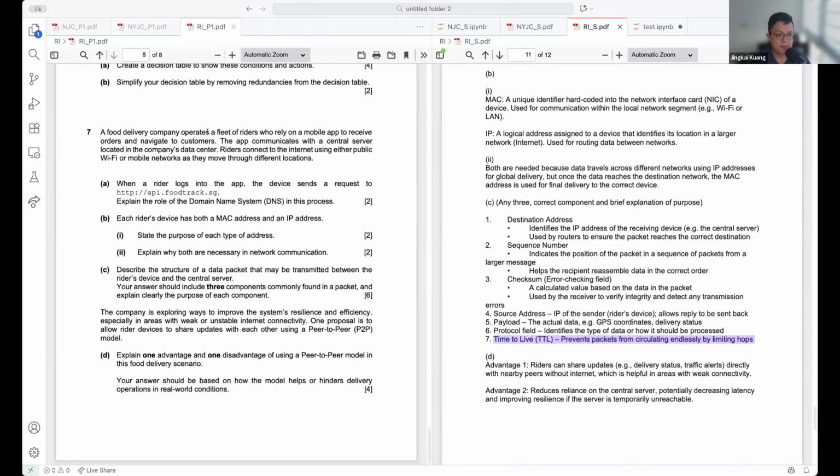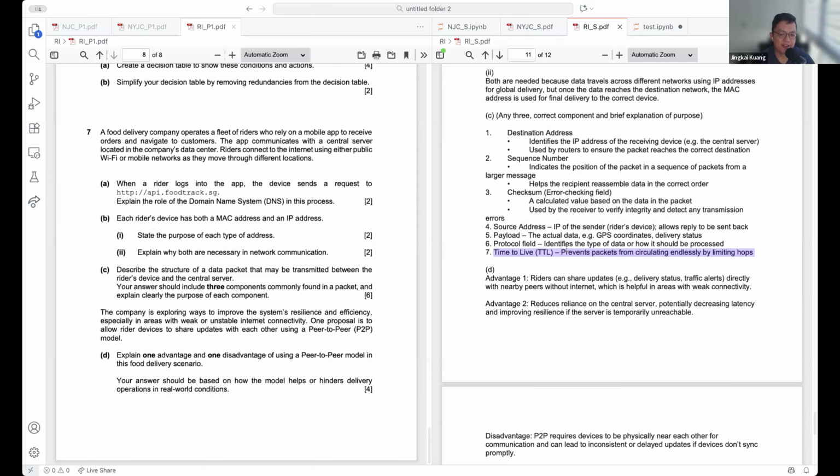Okay, now the last part. The last part is the one that I have some issues with, but okay, fine. I queried ChatGPT as well, and the answer they gave, okay, I can deal with it. Companies are exploring ways to improve their systems' resilience and efficiency, especially in areas with weak or unstable internet connectivity. One proposes allowing rider devices to share updates with each other using a peer-to-peer model. Explain one advantage and one disadvantage of using a peer-to-peer model.